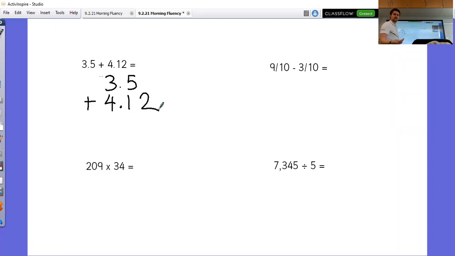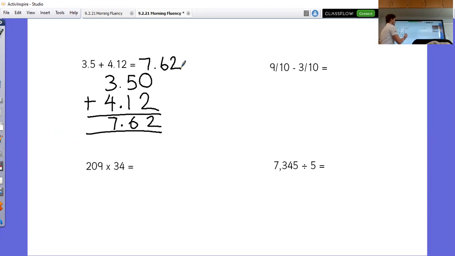Now it looks quite strange, but it's just the equivalent of having a placeholder in here. So our 3.5 just has 0 hundredths. So if I put my equals in, 0 add 2 is 2, 5 add 1 is 6. I bring the decimal point down in the same place, 3 add 4 is 7. So my answer is 7.62.